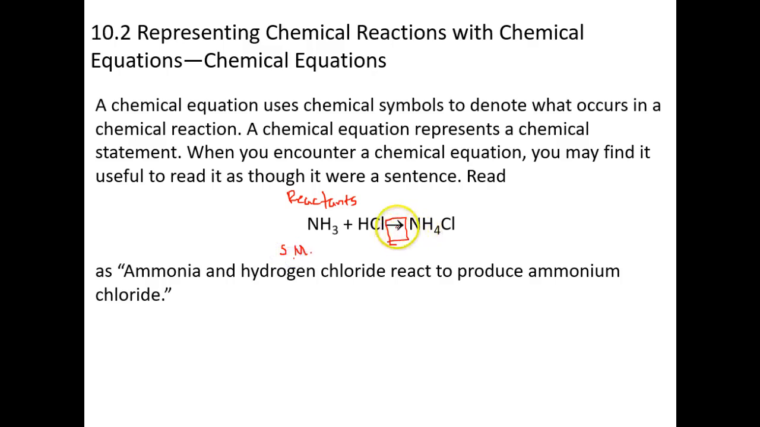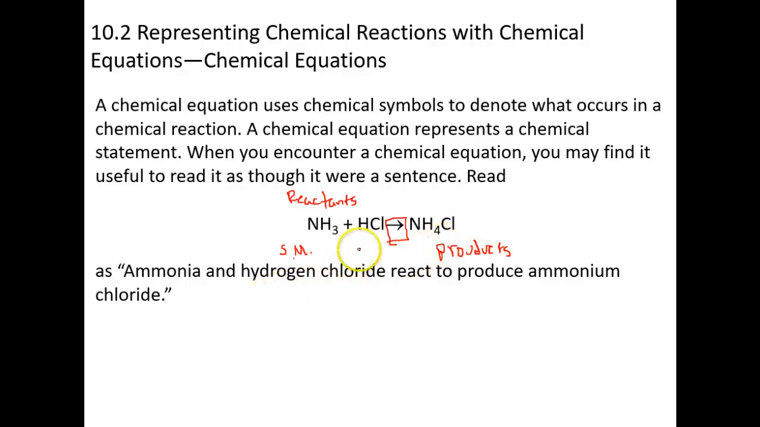The arrow shows what it yields or what it forms, and everything on the right side of the equation is our products. Basically, a chemical reaction represents a statement. When you encounter a chemical reaction, you may find it useful to read it as though it were a sentence.